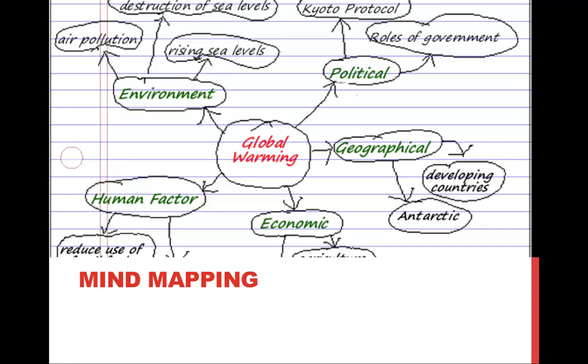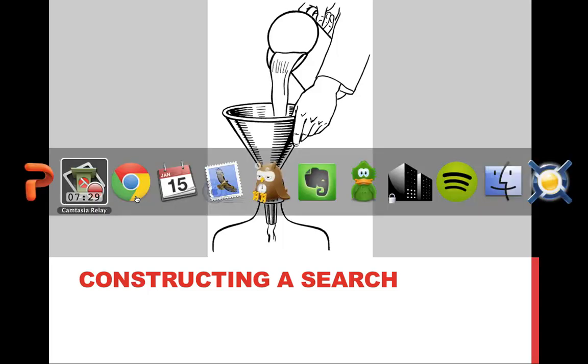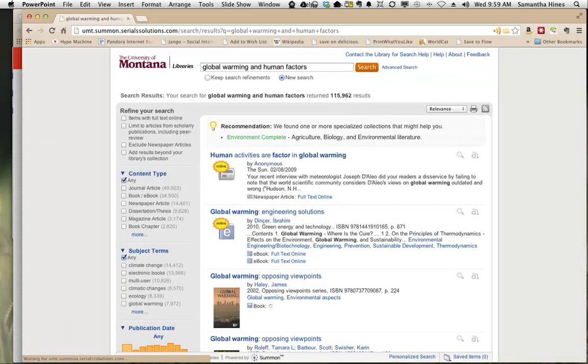So once we've done that, we can talk about constructing the search. Let's go to the library website. Let's say we're going to look at global warming and human factors. So I've connected them with the word "and", and we'll see that we've got back at the top 115, almost 116,000 things.